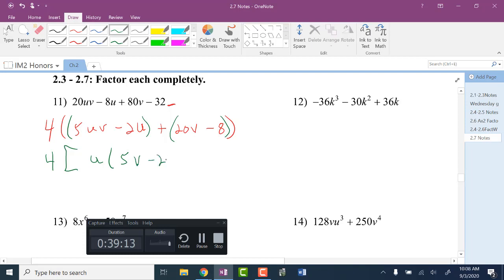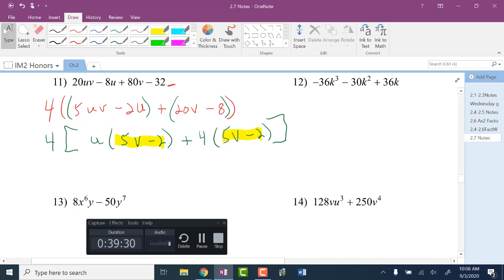5v minus 2. And I can take out a, looks like a 4 is the greatest common factor of this one. Oh, nice, 5v minus 2. Remember what I said up above. The only way factoring by grouping works is if these two parentheses are equal after taking out a common term between those two individual terms. And I got my final answer now. I take out that 5v minus 2, and I'm left with u plus 4.